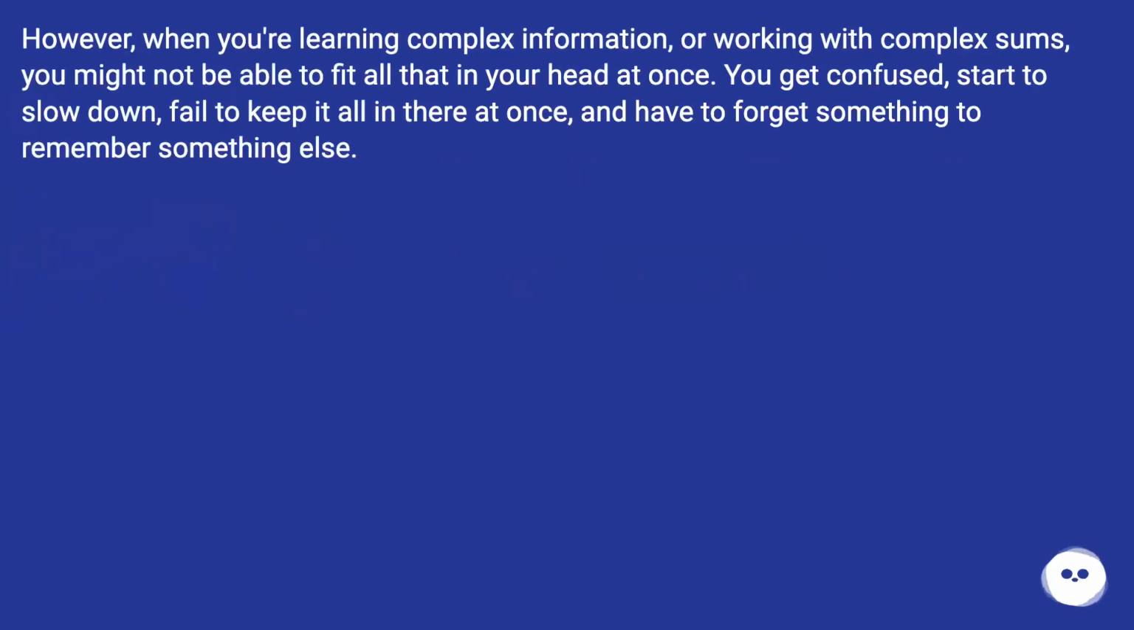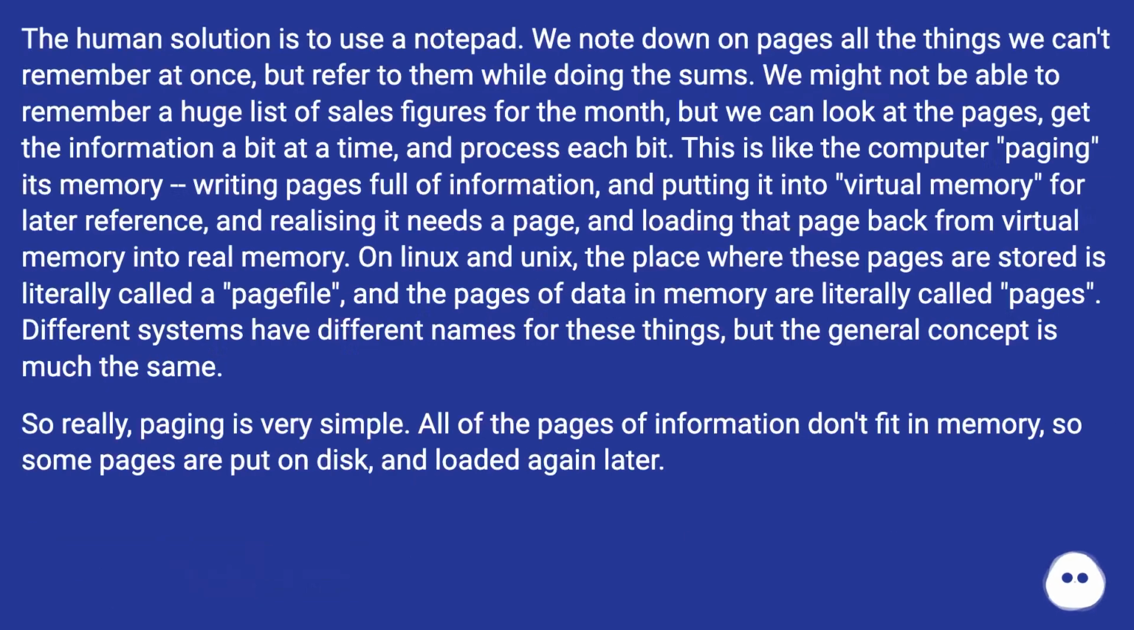However, when you're learning complex information, or working with complex sums, you might not be able to fit all that in your head at once. You get confused, start to slow down, fail to keep it all in there at once, and have to forget something to remember something else. The human solution is to use a notepad. We note down on pages all the things we can't remember at once, but refer to them while doing the sums. We might not be able to remember a huge list of sales figures for the month, but we can look at the pages, get the information a bit at a time, and process each bit.